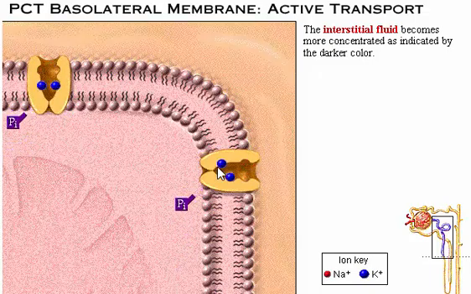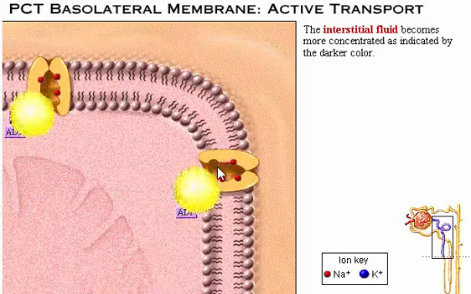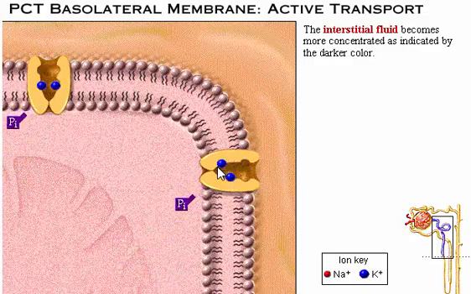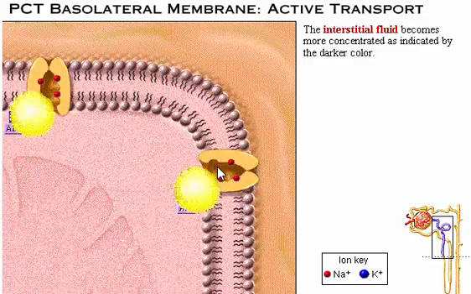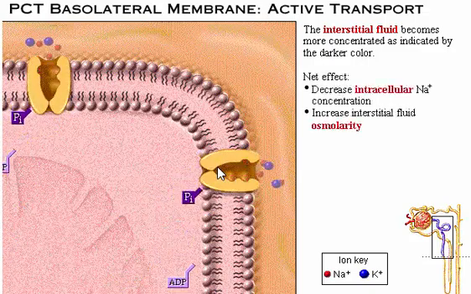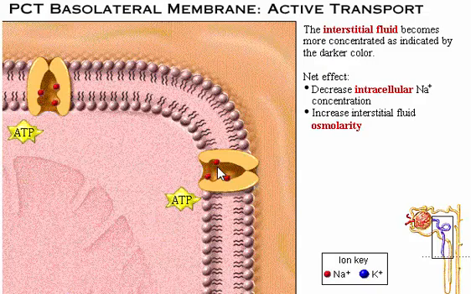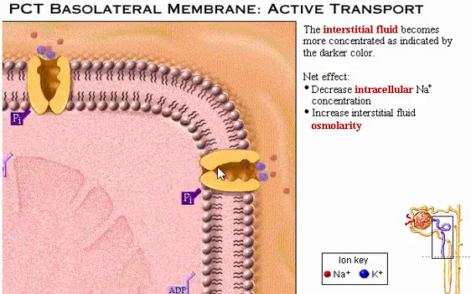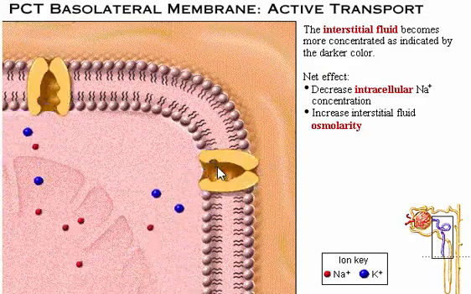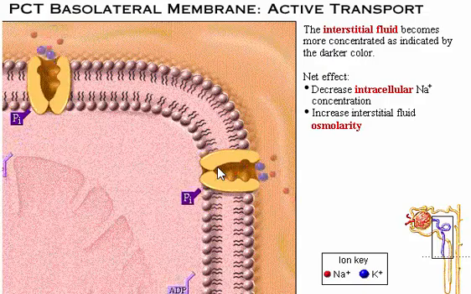Watch what happens to the fluid in the interstitial space as a result of the ion pump's activity. Notice that the interstitial fluid is becoming more concentrated, as indicated by the darker color. The net effect of the ion pump's activity is to decrease the sodium ion concentration inside the cell and increase its concentration outside the cell, thereby increasing the interstitial osmolarity.